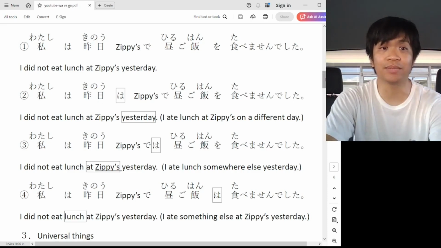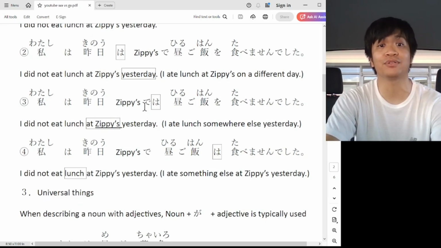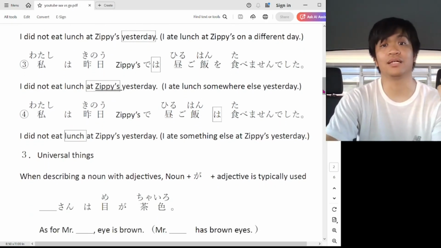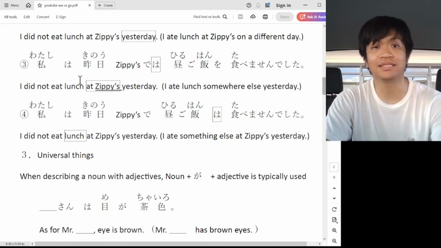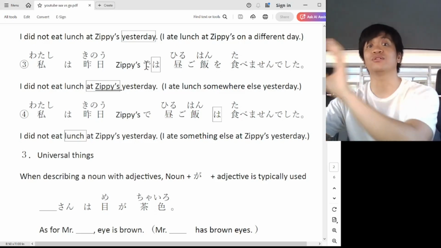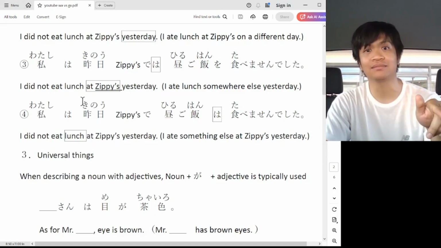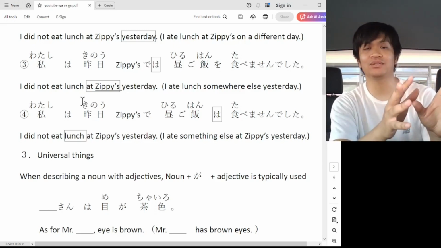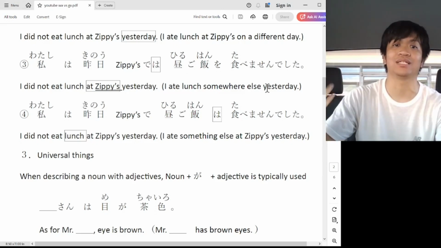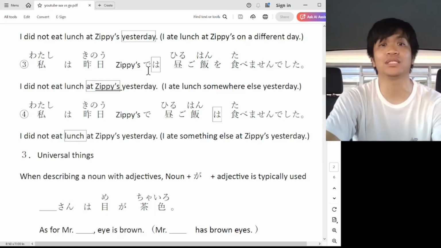You can also change the wa to have it in different locations. So instead of having the wa after kino, you can have it after the Zippy's de. So here, number three, 私は昨日 Zippy's では昼ご飯を食べませんでした. So this de wa, this is comparing the location of Zippy's as opposed to other locations. So for example, in English, I did not eat lunch at Zippy's yesterday. So at Zippy's, that's implied that you ate lunch somewhere else yesterday. It's just you're not going to say where that was. It's just as for Zippy's, as opposed to other places, Zippy's is a place where I did not eat lunch.